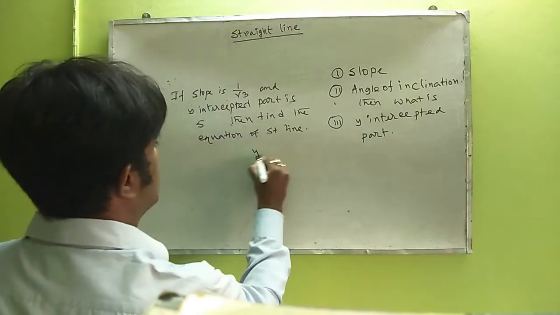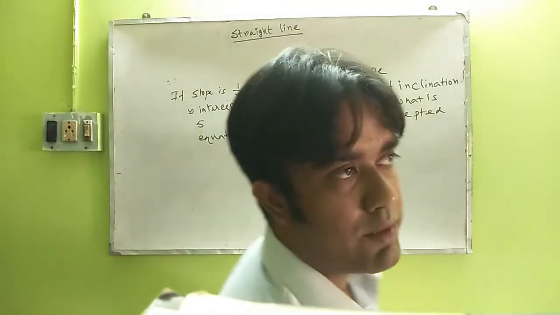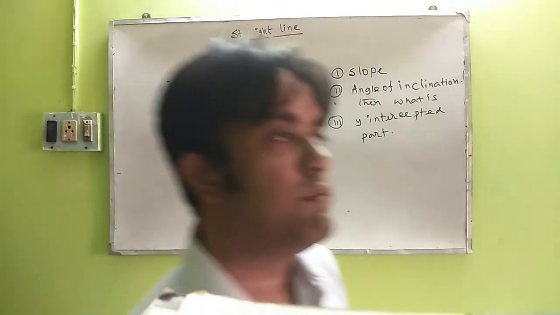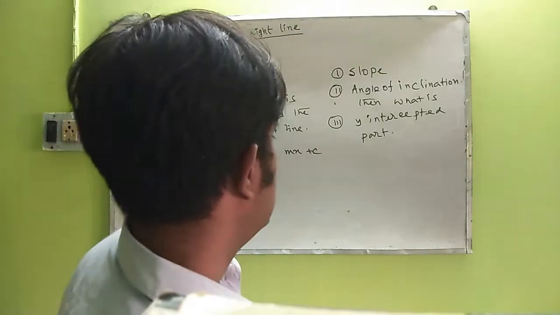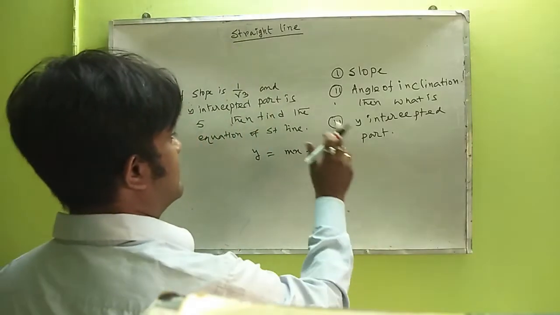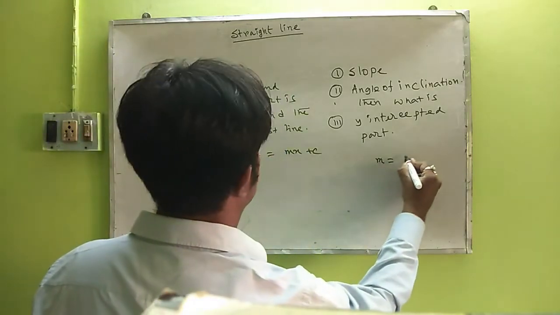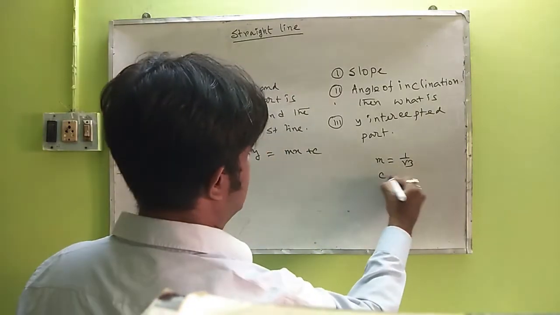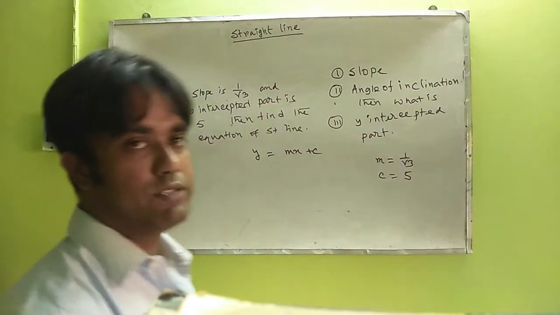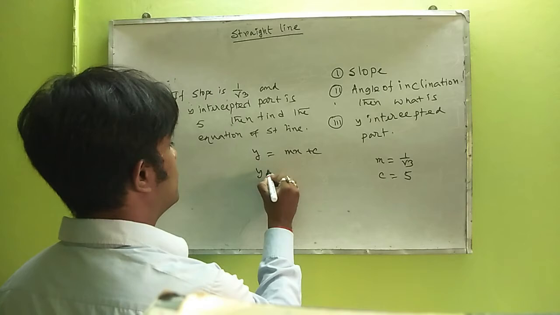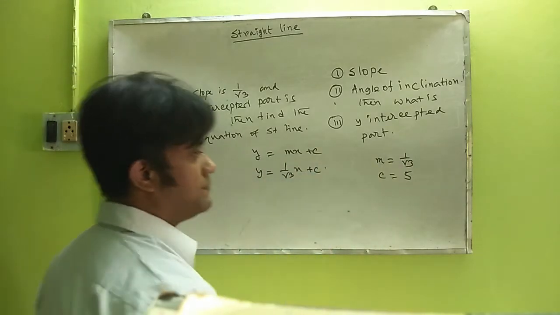So we know that the equation of straight line is y is equal to mx plus c. In the previous class we discussed that formula and how it came. So now apply the given condition. Here the condition is m is equal to 1 by root 3 and c is equal to 5. So what will be the equation of straight line? It will be y is equal to 1 by root 3 x plus c.